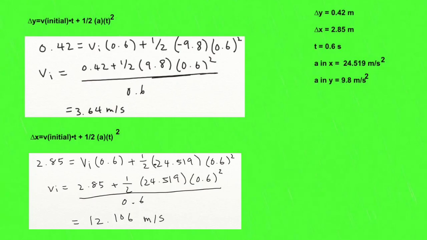Exactly, and assuming the rock undergoes a constant acceleration, we use the kinematic equation delta y or delta x equals v initial times t plus 1/2 at squared and the known variables in order to determine the initial vertical and horizontal velocities, which would give us 3.64 meters per second in the y direction and 12.106 meters per second in the x direction.